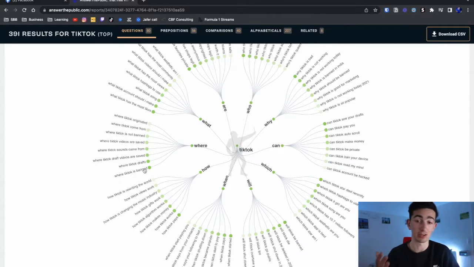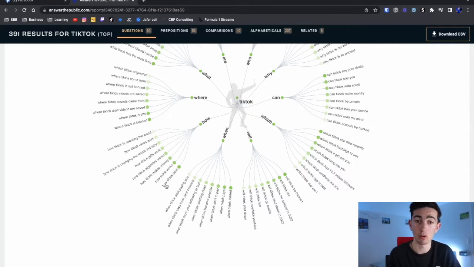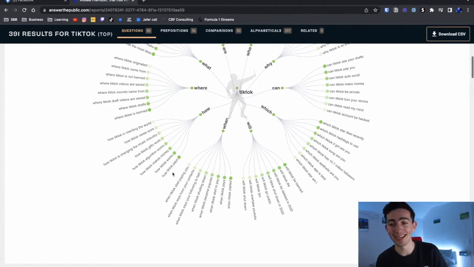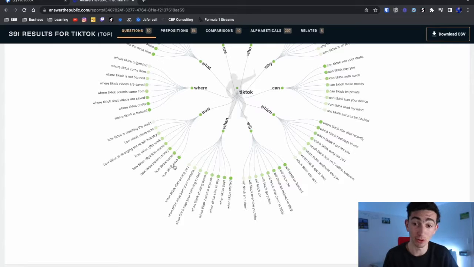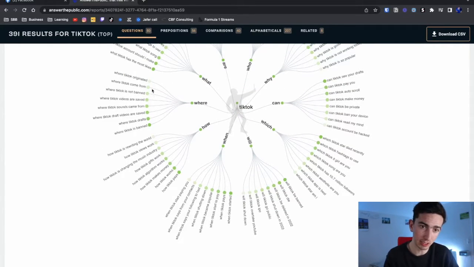For example, where TikTok is banned. We know that TikTok is banned in India, for example. That's something you can either research, or if you already know it, you can answer it off the top of your head. How TikTok pays? That's also a question I probably need to answer in my future videos. And these dots here represent how often these questions are asked, how in demand they are. So the darker the color, the more asked the question is.